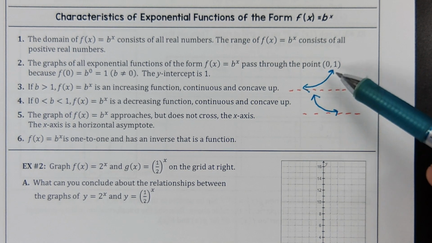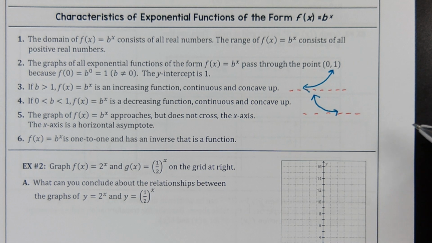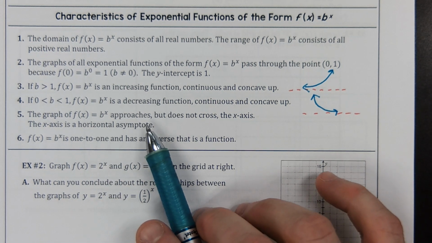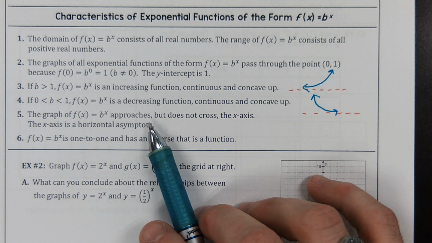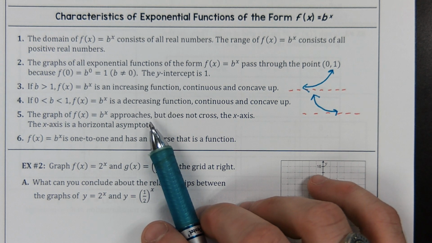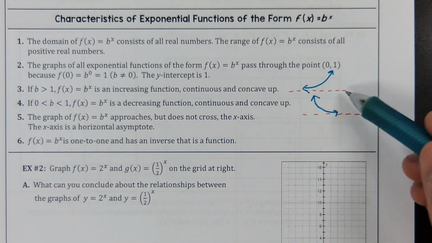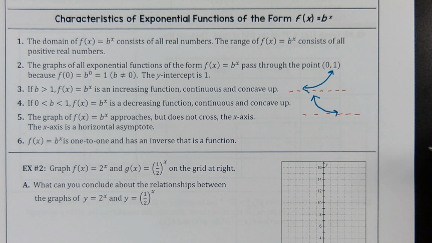Now, both of these graphs, I drew a red dotted line, and that's because the graph will always approach but will never actually cross the x-axis. So for both of these, the red dotted lines are the x-axis. The x-axis is the line y equals 0. It is a horizontal asymptote because a positive number to any power will never equal 0.